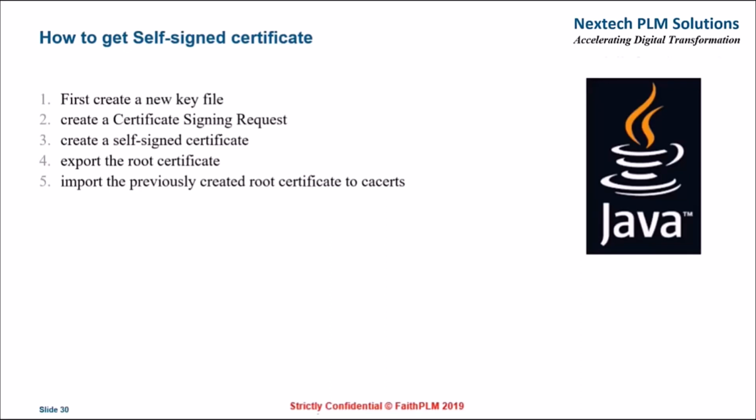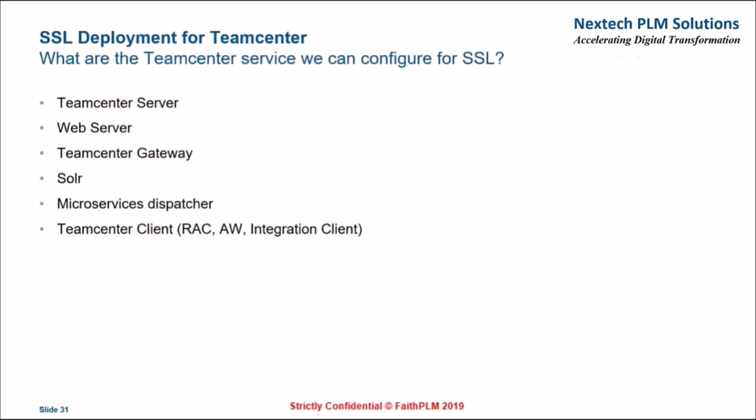And after creating the certificate, if you want to provide that information to a certified CA for getting a certified certificate, you need to generate a certificate signing request, else it is not necessary. If you are going to use a self-signed certificate, you just need to export the self-signed certificate and then you can proceed. Here I have mentioned what Teamcenter services we can configure for SSL.